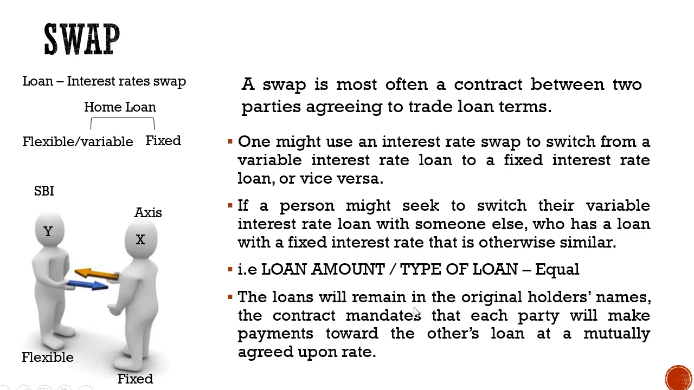The loan will remain in the original holder's name. The contract mandates that each party will make payment towards the other's loan at a mutually agreed upon rate. So the loan amount remains the same, and the original holder's name remains the same. However, in this case, Mr. X will now pay Mr. Y's interest and Mr. Y will now pay Mr. X's interest.